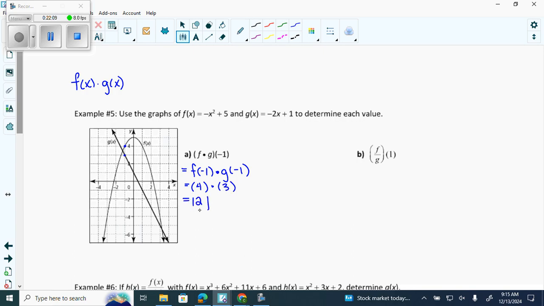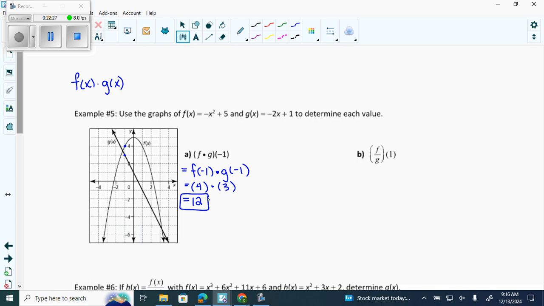So my answer is 12. The answer they're going to look for is 12, correct? But what did I actually find? The coordinate negative 1 and 12 on the graph of? Yeah, f of x times g of x, right?